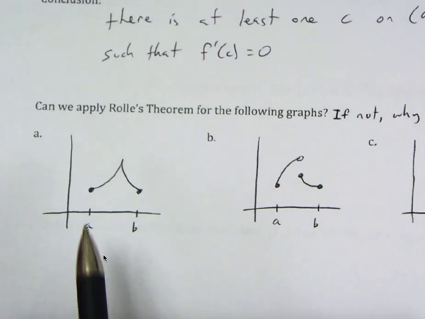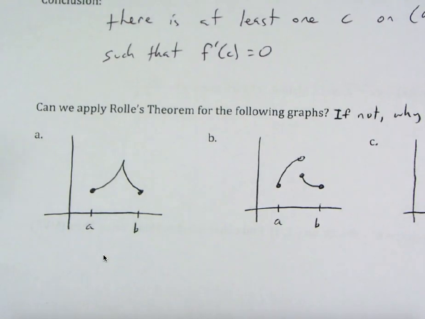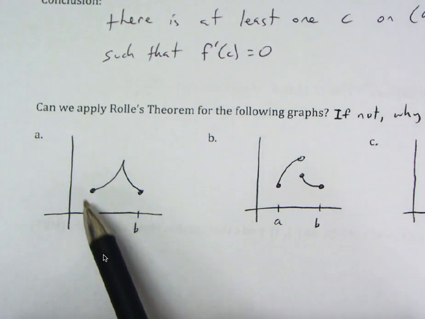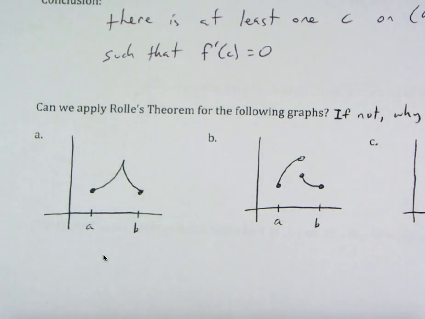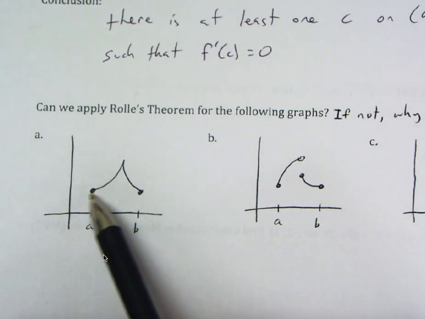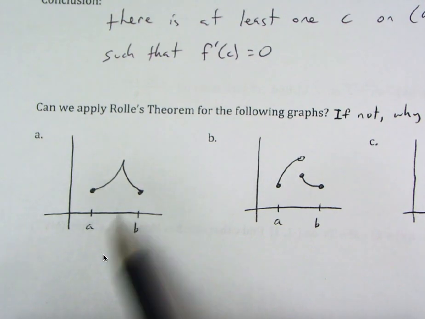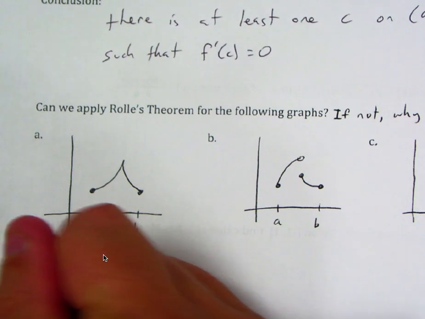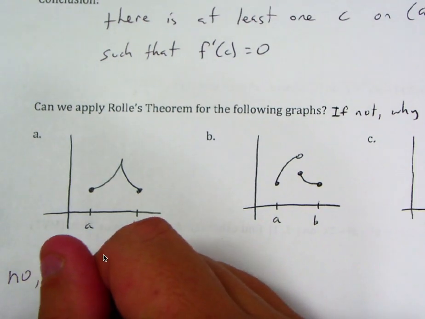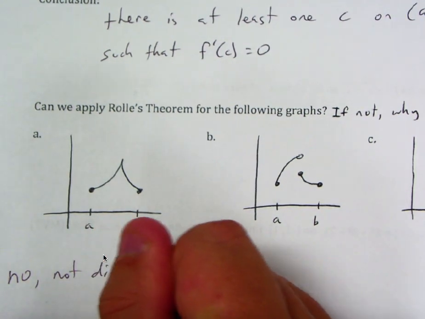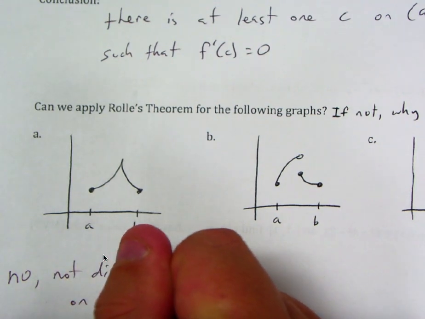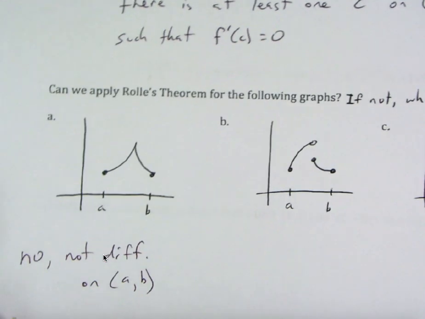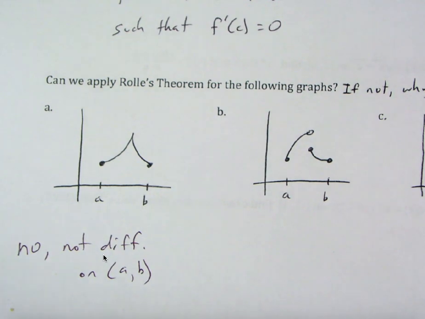So this first one, can we apply Rolle's theorem? Well, we need a continuous, check, differentiable function. This isn't differentiable, it has a sharp turn right here. So we cannot apply Rolle's theorem on this graph. No, not differentiable on A to B. So you have failed a condition.